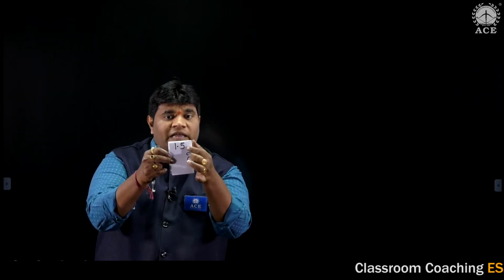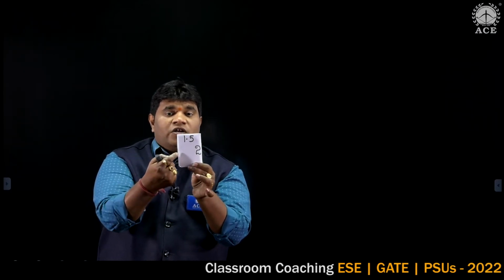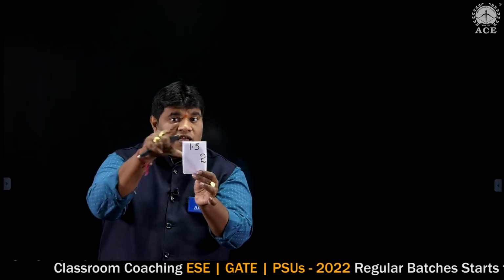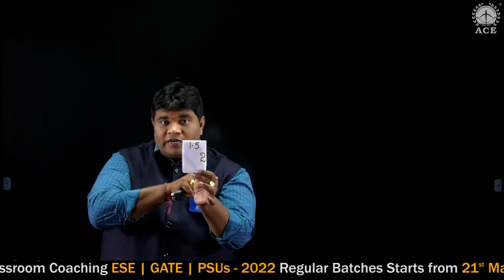Again, what is the short edge now? 2. This is folded. That 2 is the same, but the 3 becomes 1.5. So 3 operations completed. What is the measurement? 2 and 1.5. So perimeter is 2 into L plus B. So overall it is 7. Got it?